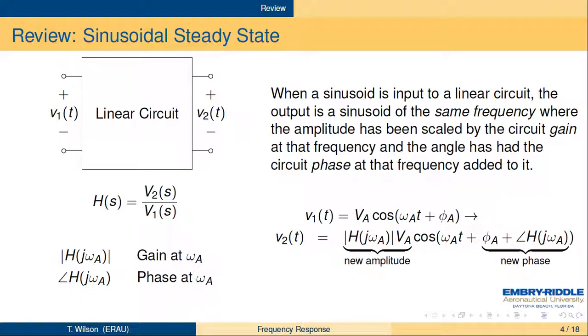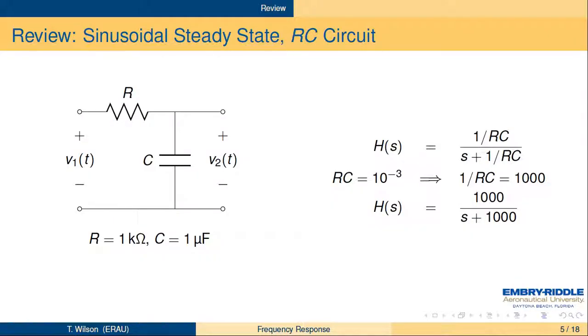And the phase has been added, even though we say added to, but the angle of H(jω_A) can be negative, and we'll see it's negative often. So the new phase is φ_A plus the angle of H(jω_A), which actually may be less than the original phase in the sum if the angle is negative. So let's look at an example of that.